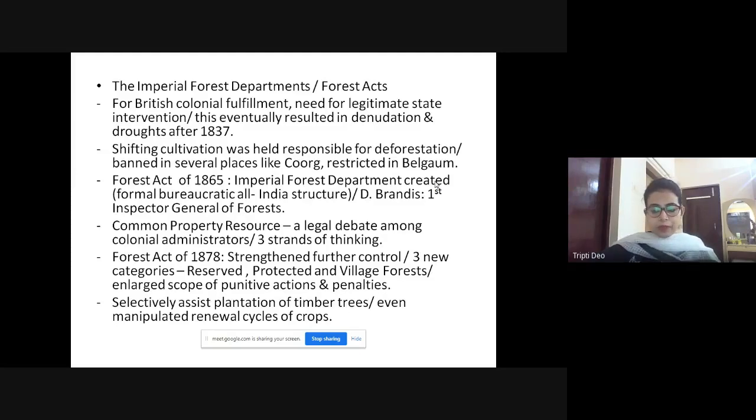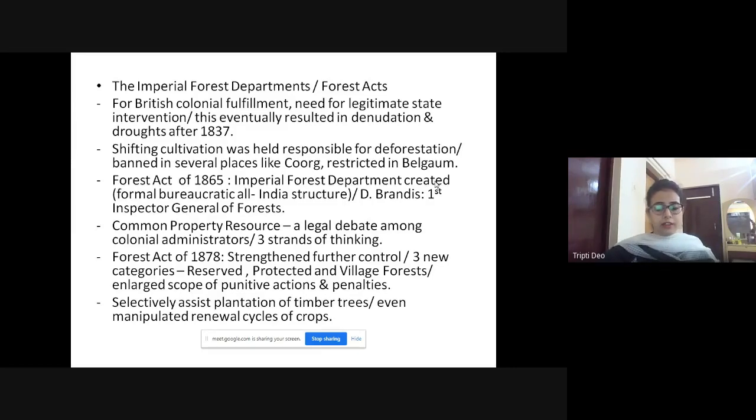So the passing of the 1865 act really changed the way people were thinking about forest, the colonial office. There was a literal debate on the way forest produce should be used. Another Forest Act that continued after 1865 was 1878. This further strengthened the control, and there were three new categories of forests designated at this point of time: the reserve forest, the protected forest, and the village forest.